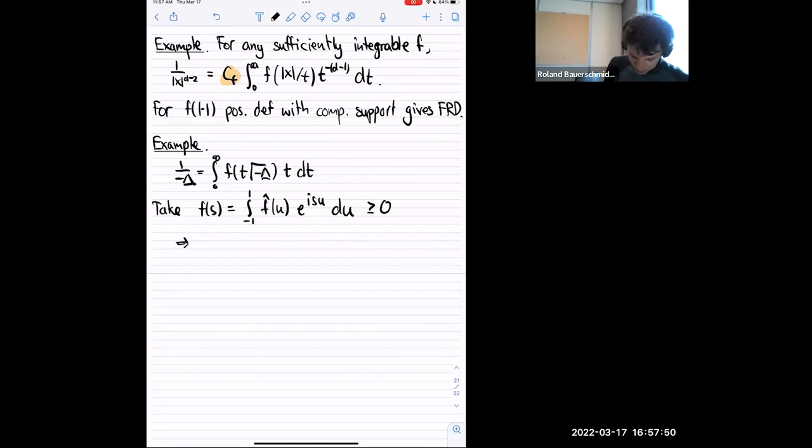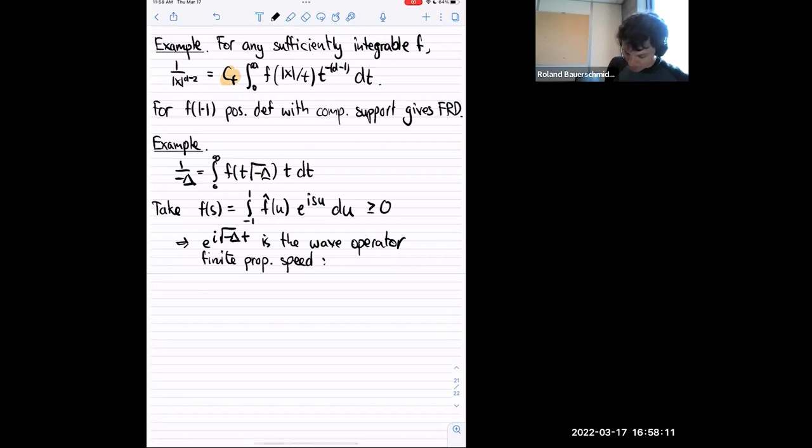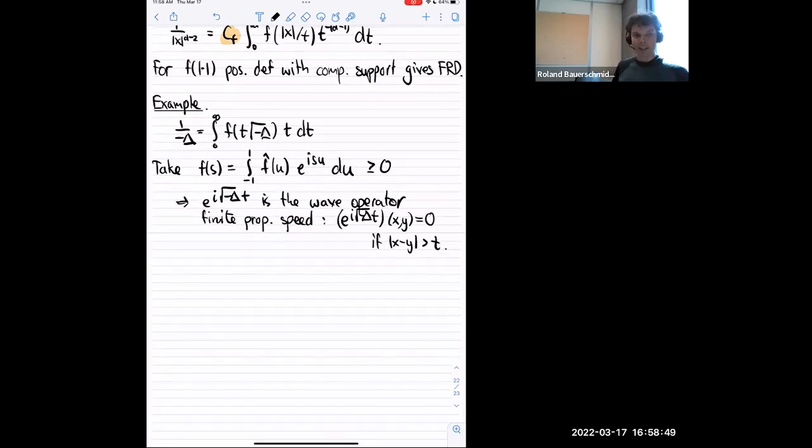And this again gives a finite range decomposition, because e to the i square root of minus Laplacian t is the wave operator. And by a finite propagation speed property, its Schwarz kernel, or as an operator, has the compact support property: it vanishes if the two points you're looking at are further apart than t. So since we're only taking the integral from minus one to one, f of square root of minus Laplacian is going to be a smooth operator with support one. So this gives another way to get the finite range decomposition.